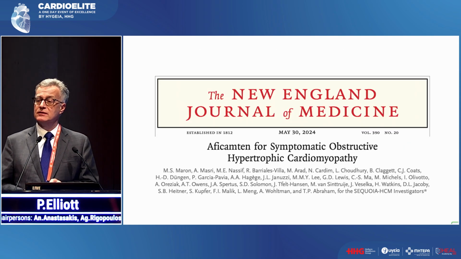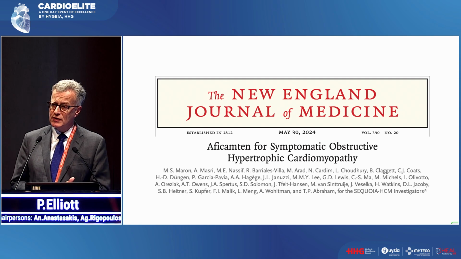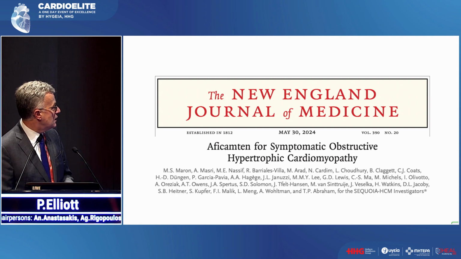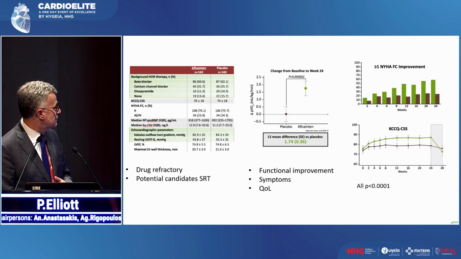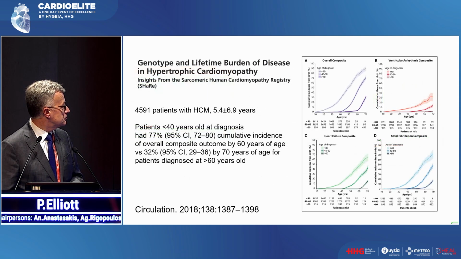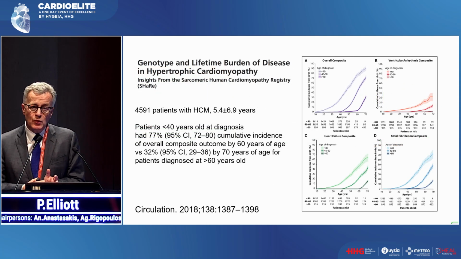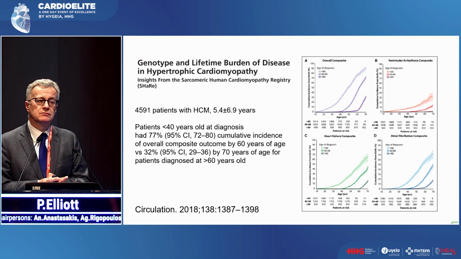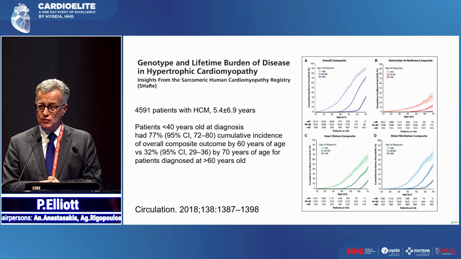It's not the only drug that does that now. We now have a second drug in the same class, aficamten, recently published this year, which shows exactly the same thing. Increase in peak VO2, improvement in NYHA class, improvement in quality of life scores, such as KCCQ. So we now have a new drug option for obstructive hypertrophic cardiomyopathy.